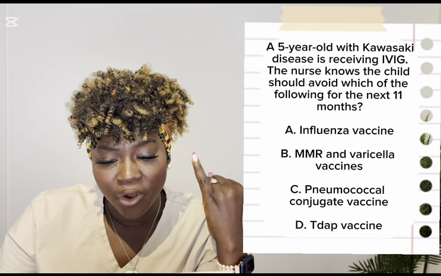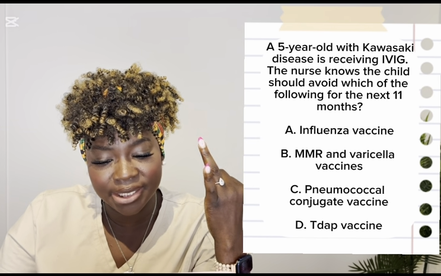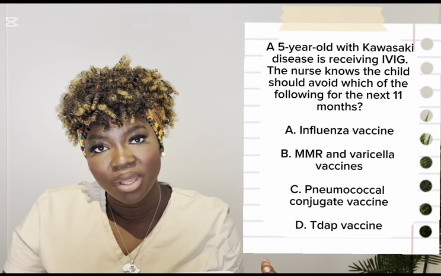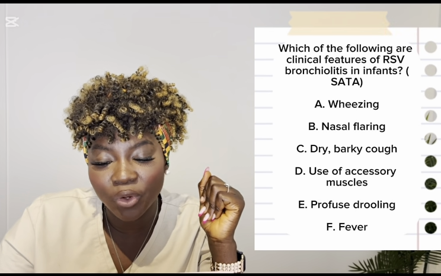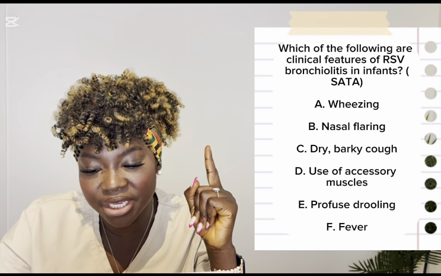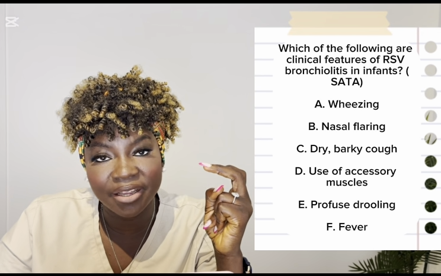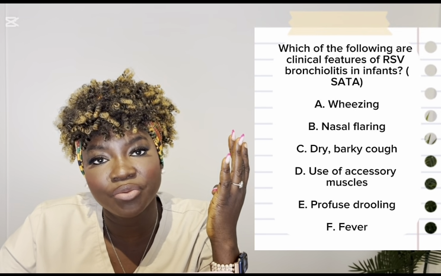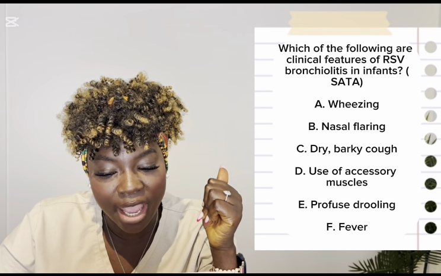Now let's go through. For A, influenza vaccine, C, pneumococcal conjugate vaccine, and D, DTaP vaccine, they are inactive or subunit vaccines, and they can be given. The only one that shouldn't be given is B. Now let's go. Which of the following are clinical features of RSV bronchiolitis in infants? A, wheezing. B, nasal flaring. C, dry barking cough. D, use of accessory muscles. E, profuse drooling. And F, fever.